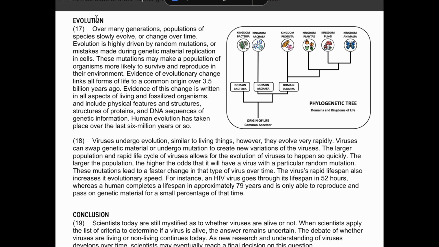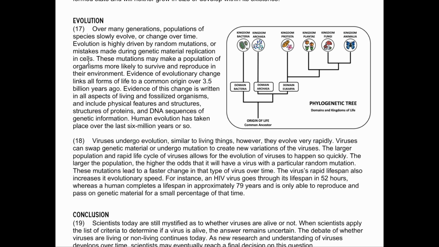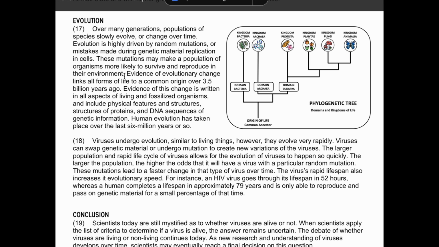Evolution, paragraph 17. Over many generations, populations of species slowly evolve or change over time. Evolution is highly driven by random mutations, or mistakes made during genetic material replication in cells. These mutations may make a population of organisms more likely to survive and reproduce in their environment.